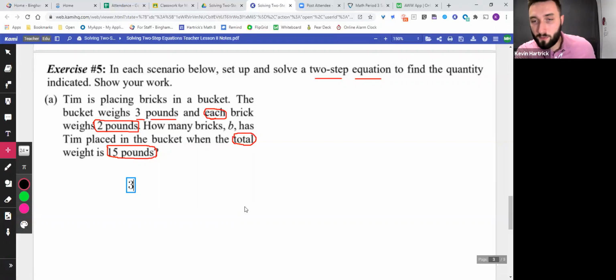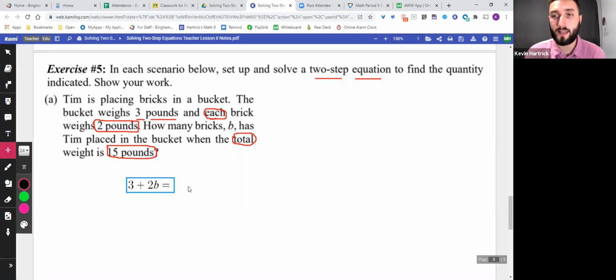So we have the 3. What else counts in the weight of the bucket? Well, each brick does, right? And we don't know how many bricks there are, but we know each brick weighs 2 pounds. So that's going to be added to the total weight. And like I said, when I see that word each, that tells me that's where my variable is going to be. Either the word each or the word per is usually a good indicator of where my variable is going to be. Again, it's an equation, so I need an equal sign.